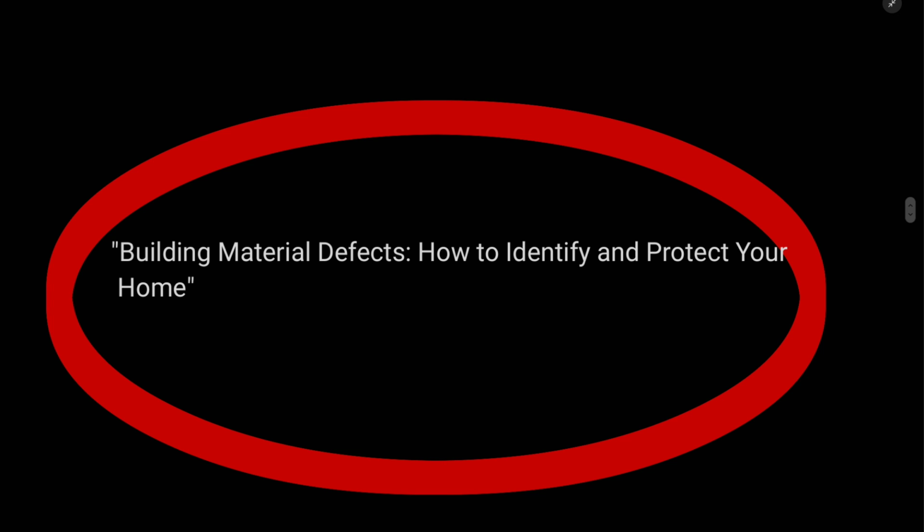Repair or replace defective materials. Depending on the severity of the defect, you may need to repair or replace the affected material. Always ensure that the replacement materials are of equal or better quality than the originals. Legal action. If the defect is significant and causes substantial damage to your property, you may want to consult with a legal professional about possible legal action, especially if the defect was due to negligence on the part of the manufacturer or installer.